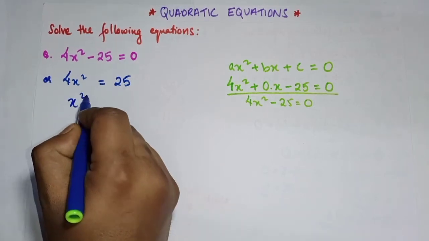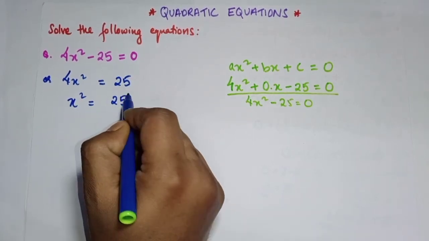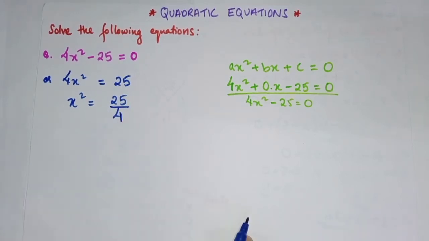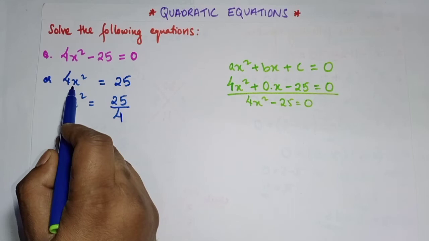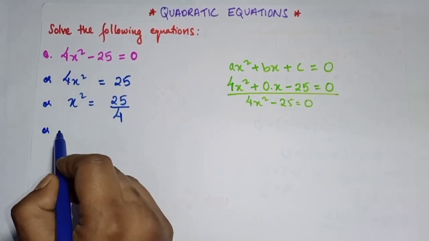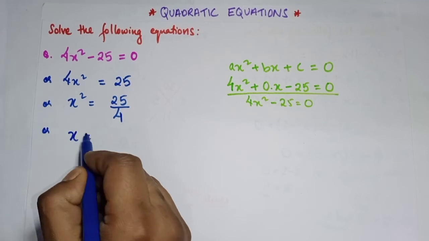Now x square is there. Now this will be your 25. This 4 will come down. Since it's multiply, when it goes that side, it will be divide. Okay. Now what you can do in the next step is take the root on both the sides.